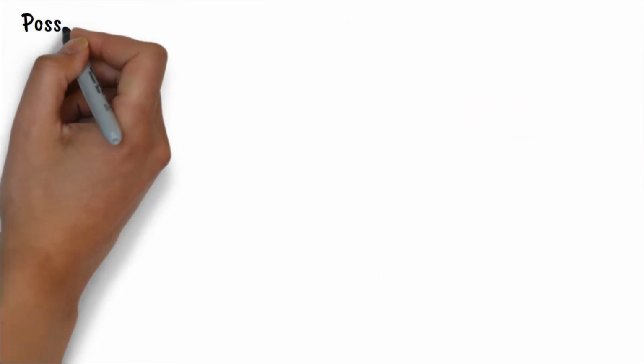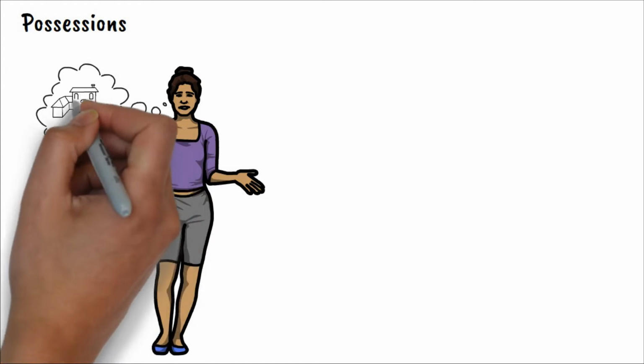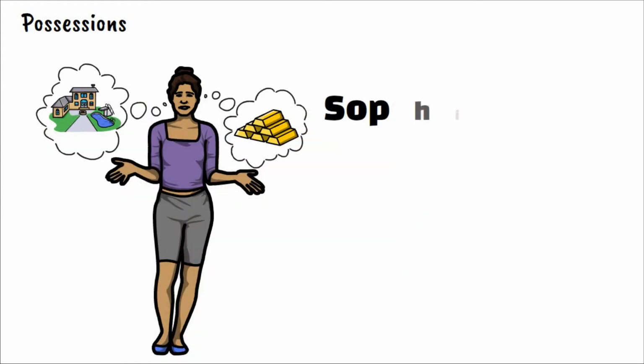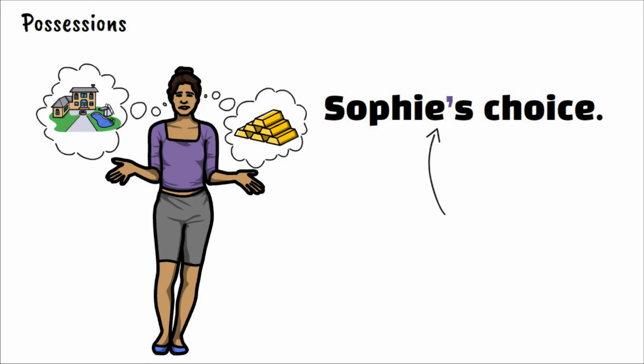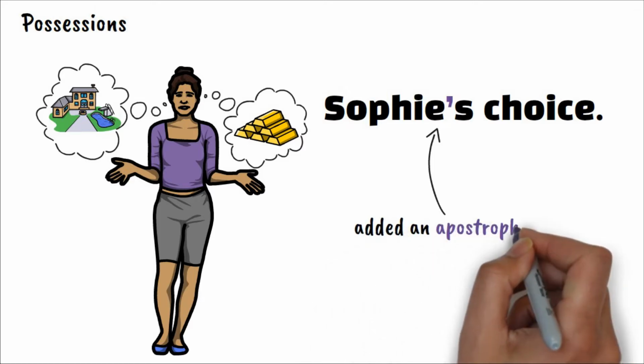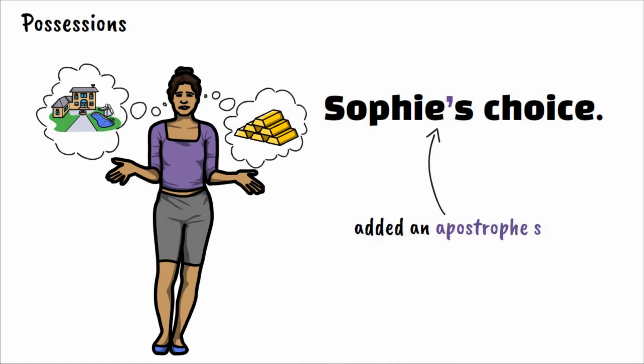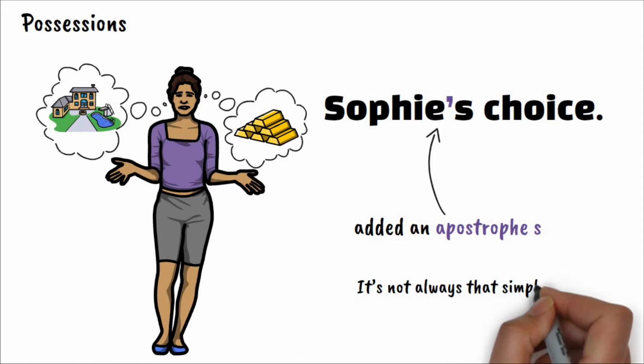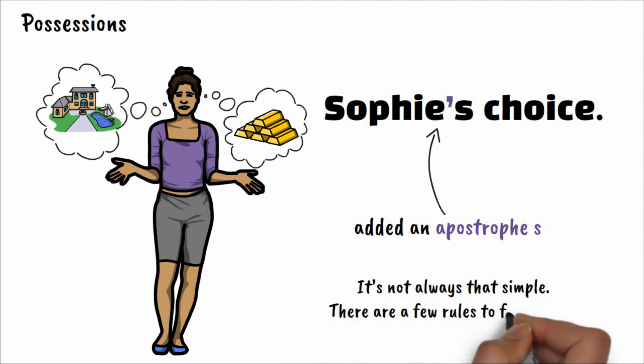Alright, let's now move on to the possessions. One example could be Sophie's choice. As you can see, we indicated possession by adding an apostrophe S here. Unfortunately, it's not always that simple. There are a few rules to follow here.